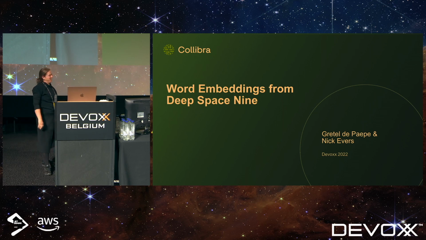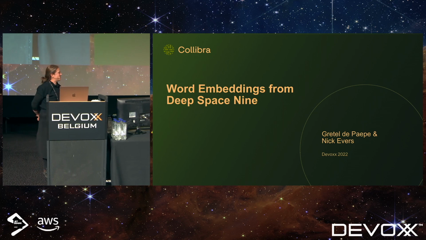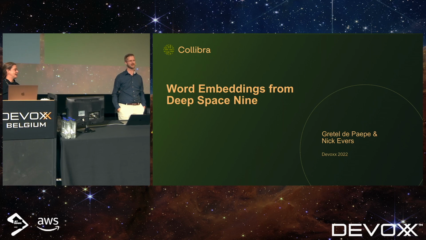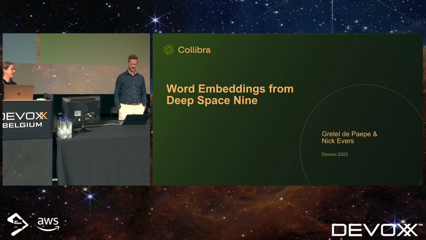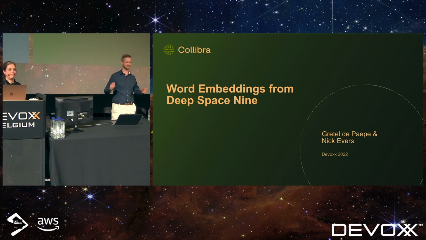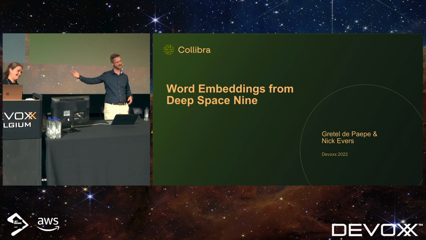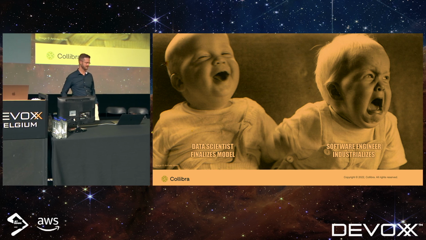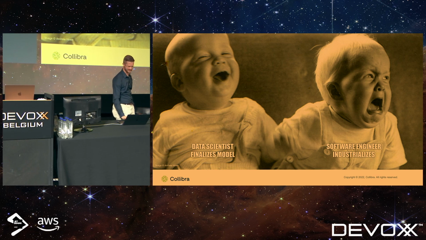All right. So today we'd like to give you a little bit of an overview of machine learning techniques to learn word embeddings, and we'll be using the Deep Space 9 scripts to do so. And we would like to bring you this story from two different perspectives. On the one hand, the data science side, and on the other hand, the engineering side.